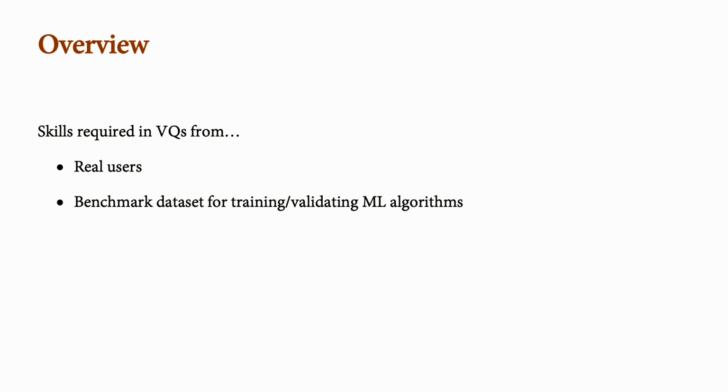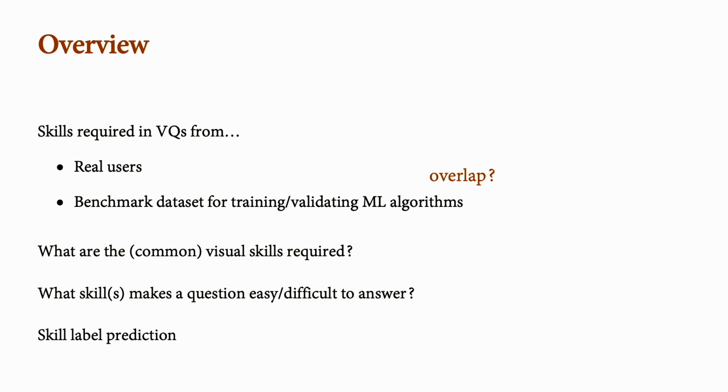So we look at the skills for these 2 very different sources of visual questions and analyzed to what extent they overlap or not overlap. We asked 3 main research questions. The first one being what are the most common or uncommon visual skills that are required across the board. Second is what skills make a question easy or difficult to answer for both human and machine. And finally, we trained a model to automatically predict skill labels given the visual question.